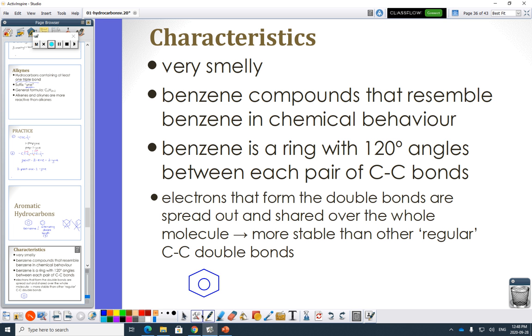So we just draw a circle to try to represent that. It doesn't really matter exactly where they are. The fact that it's shared like that makes the molecule very, very stable. So when we do reactions, we're not going to break the double bonds. We're just going to switch atoms on the benzene ring, but the benzene ring will remain. So again, very persistent, which is not great. This is a very toxic substance. It's an industrial solvent. Not good for us or the environment.